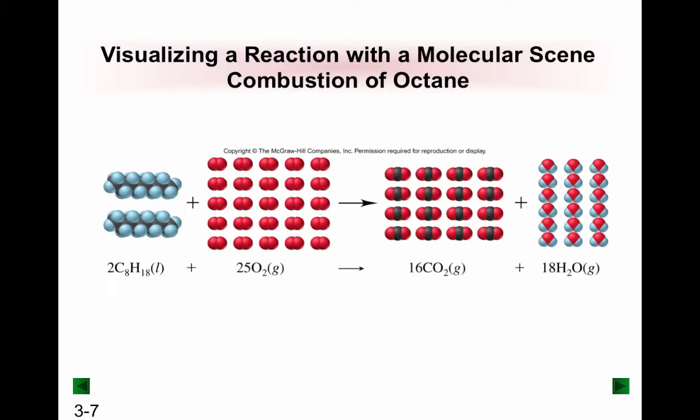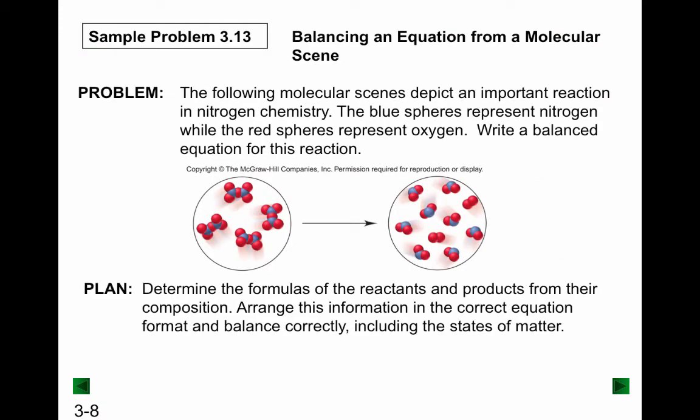A great way to focus on the rearrangement of atoms from reactants to products is by visualizing an equation as a molecular scene. Here is a representation of the combustion of octane we just balanced. Now let's work through a sample problem to do the reverse. Derive a balanced chemical equation from a molecular scene. The molecular scene in this problem depicts an important reaction in nitrogen chemistry. The blue spheres represent nitrogen and the red spheres represent oxygen. We need to write a balanced chemical equation for this reaction.